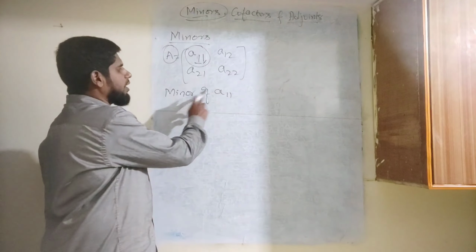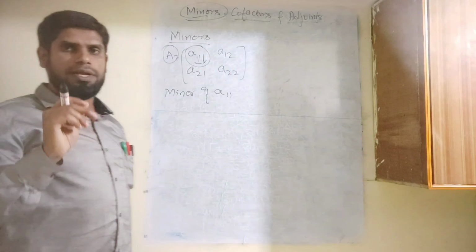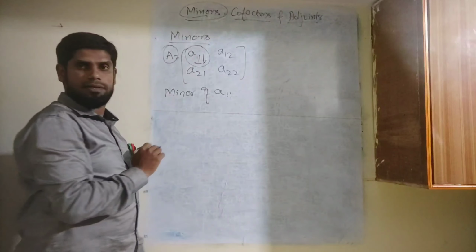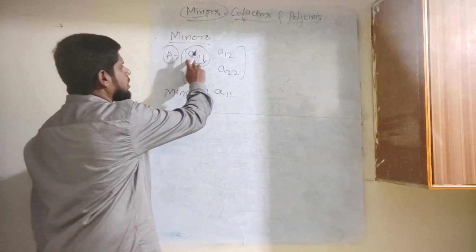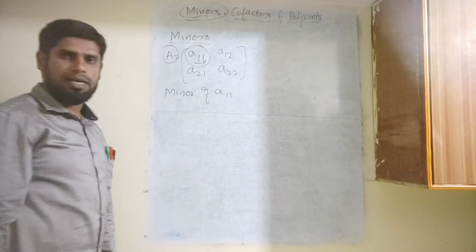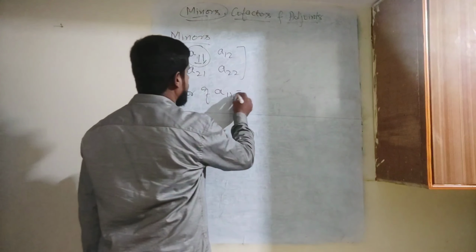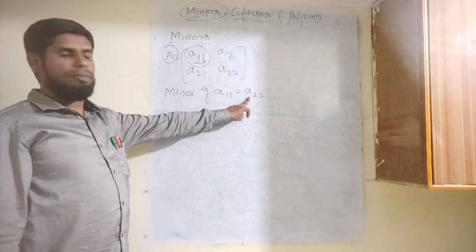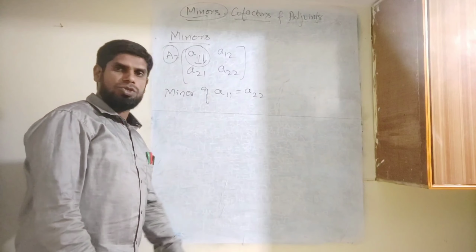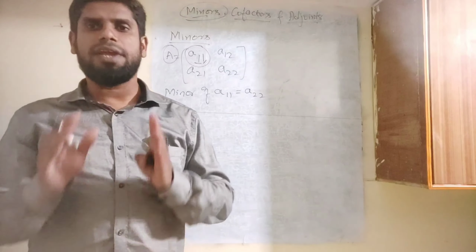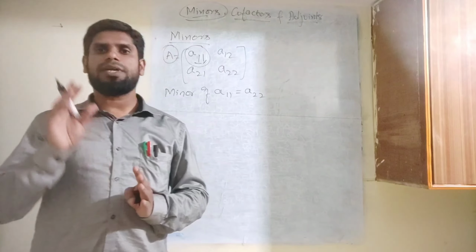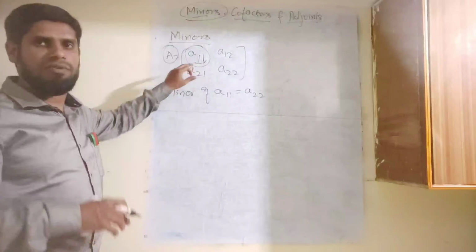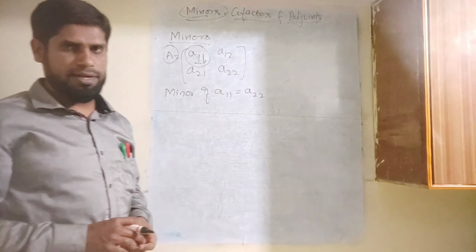So to find the minor of this A11, we should eliminate the row and the column which is related to this element. Then what should I eliminate? I should eliminate the first row and first column. Then the left out is A22. A22 is the minor of A11. So students, to find the minor of any element, the only thing we should do is eliminate the row and column which is related to the particular element. Then whatever we get, that is our minor.